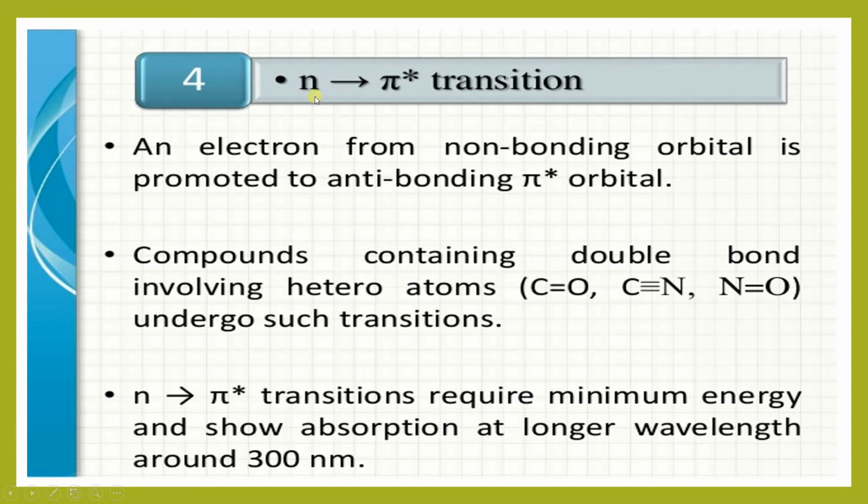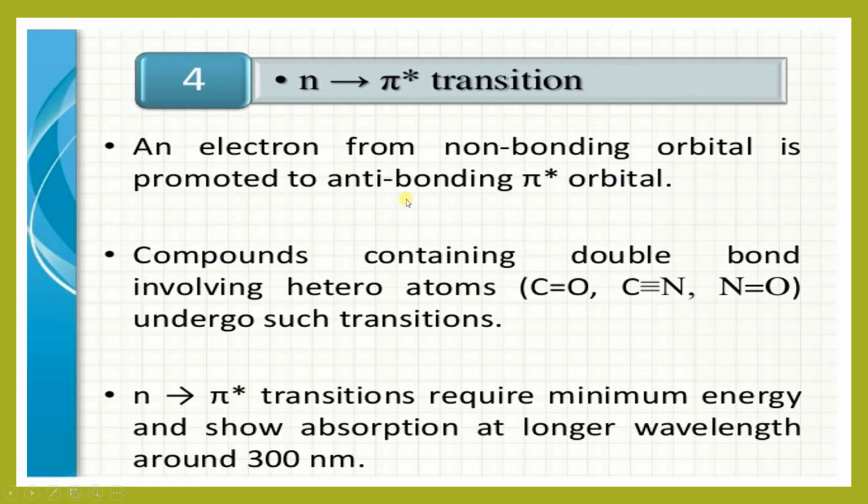Next one, n to pi star transition. Here an electron from a non-bonding orbital, that is n, is promoted to the anti-bonding pi star orbital, which leads to the n to pi star transition.